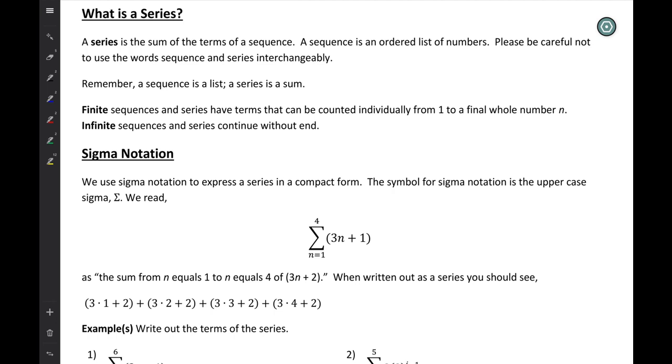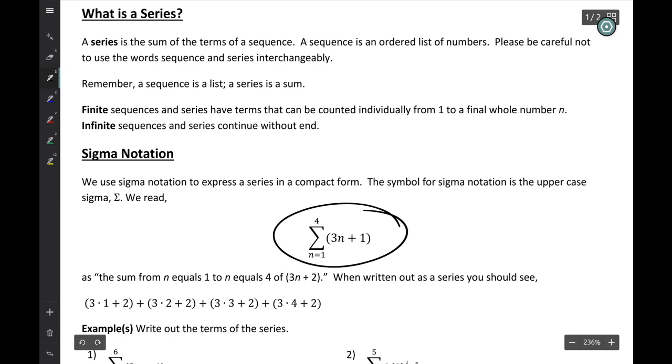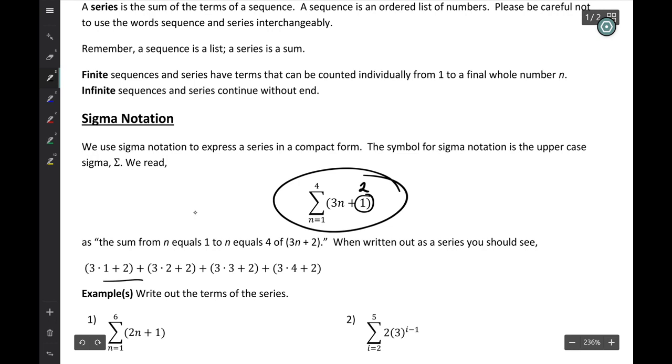So the big thing today is this new notation called sigma notation. We use sigma notation to express a series in compact form. The symbol for sigma notation is the uppercase sigma, this weird E thing. We read this expression here as the sum from n equals 1 to n equals 4 of 3n plus 2. Well, apparently I changed this to a 2 down here, so make that a 2. When written out as a series, you should see this expression right here.